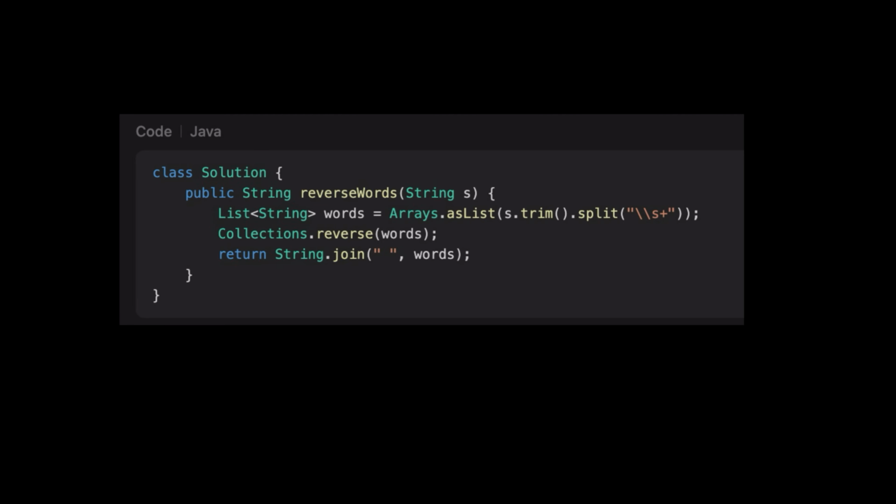Here's the solution in Java. We start by calling the trim method on the string to remove all of the leading or the trailing spaces in the string, and use the split method to split all of the words using space as the separator. Once the string is converted into a list of strings, we use the Collections.reverse method to reverse the sequence of the words, and then use the String.join method to combine all of the words using space as the separator. And once the conversion is done, we return that string as the output.